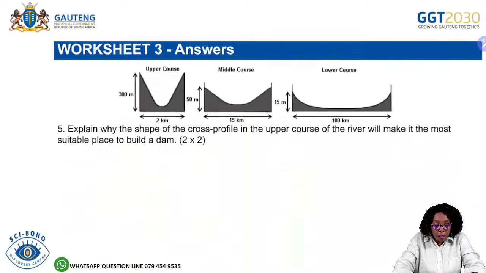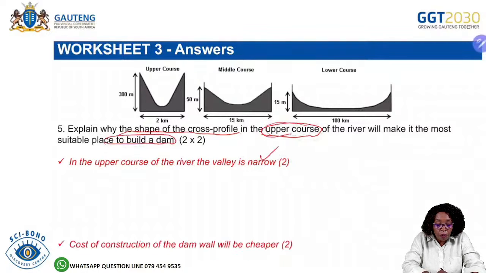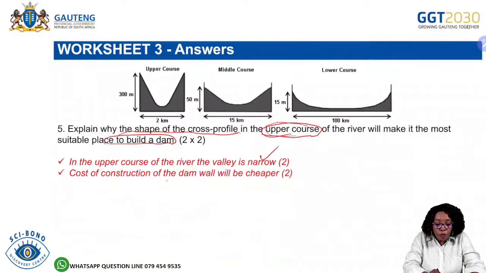And then let's look at the last question. Explain why the shape of the cross profile in the upper course of the river makes it the most suitable place to build a dam. The shape of the cross profile in the upper course. Why is it the exact place where it's most likely to build a dam? In the upper course of the river, the valley is narrow. So that is the other fact that we're considering. The cost of construction on the dam wall will be cheaper. All right. And then the rocky banks will make the structure stronger.